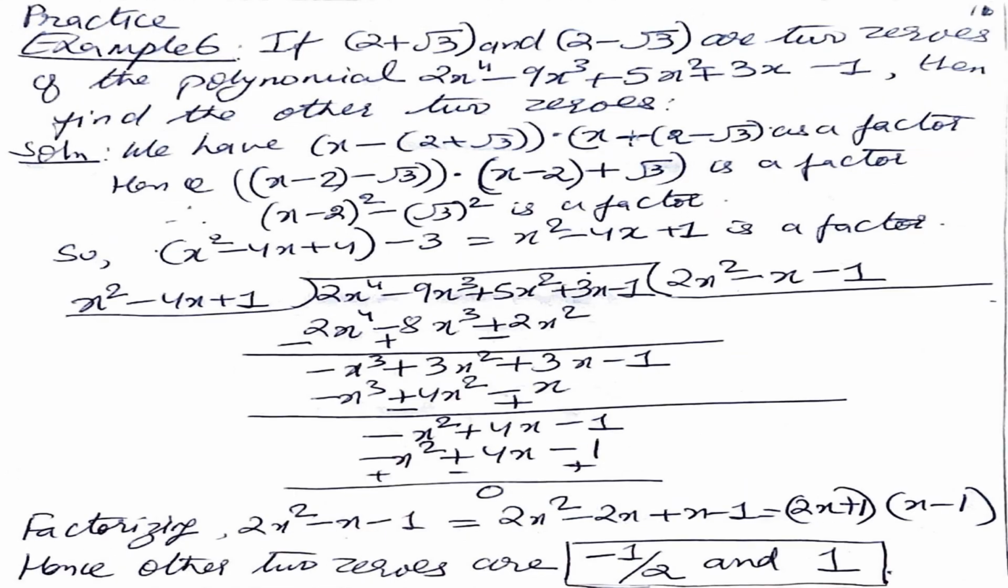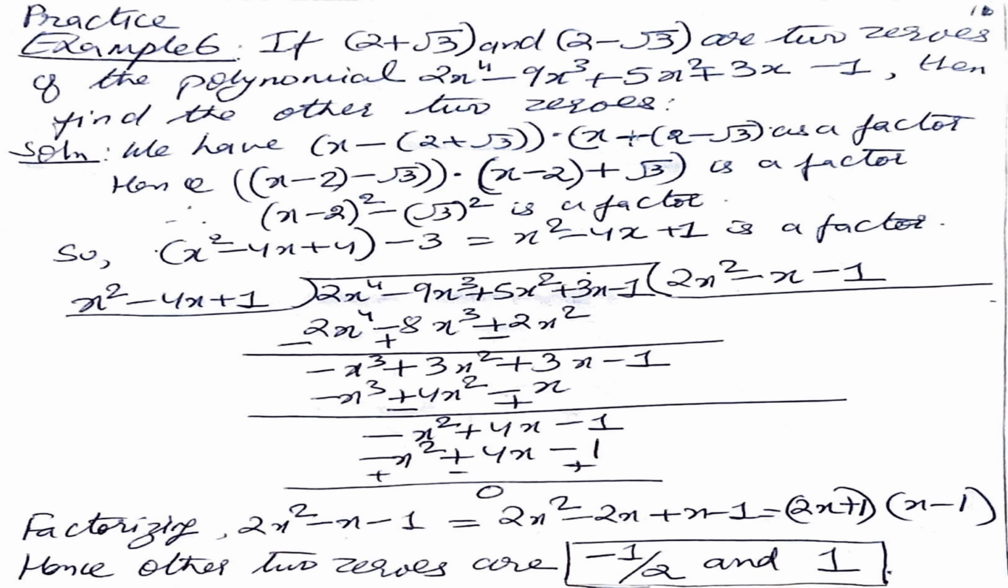Practice example 6. If 2 plus root 3 and 2 minus root 3 are two zeros of the polynomial 2x raised to 4 minus 9x cube plus 5x square plus 3x minus 1, then find the other two zeros. Now we know that it is a polynomial of degree 4, so it can have maximum 4 zeros. Since 2 plus root 3 and 2 minus root 3 are the two zeros, x minus 2 plus root 3 and x minus 2 minus root 3 both will be factors of the polynomial.